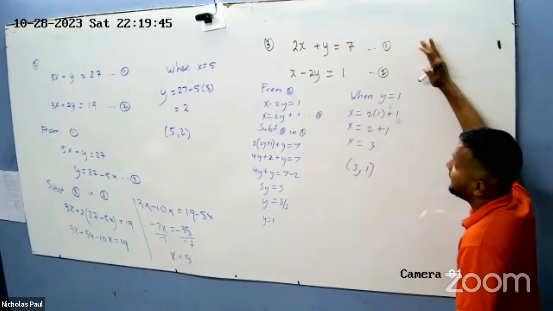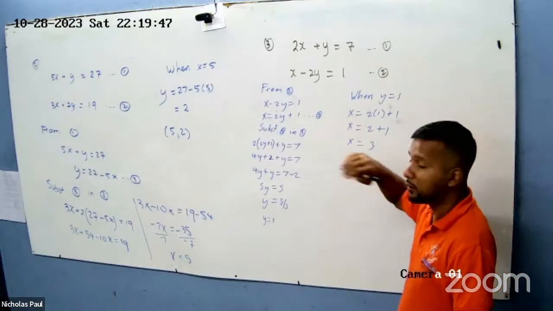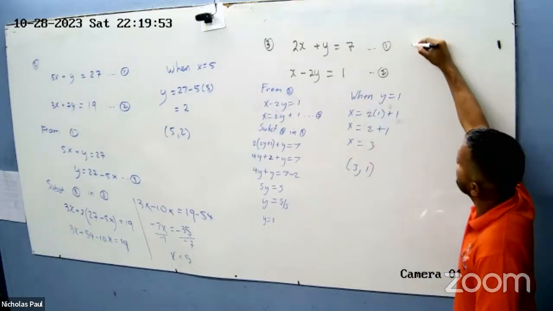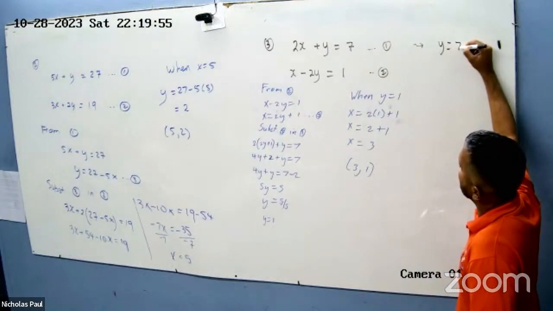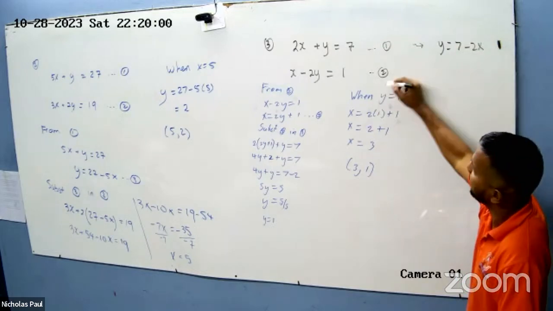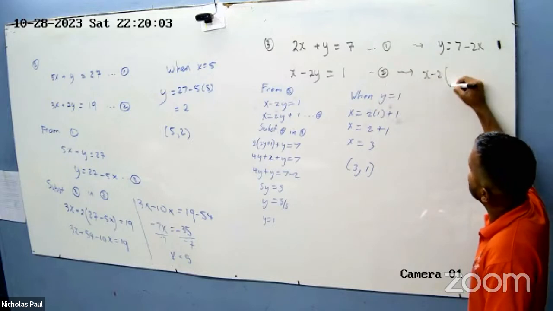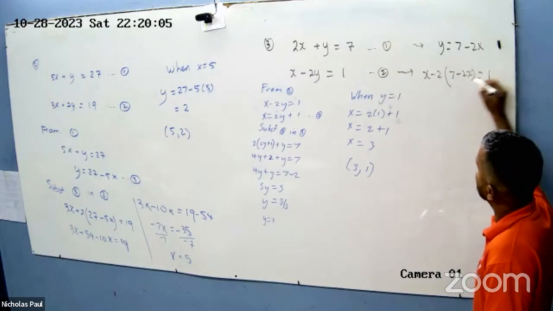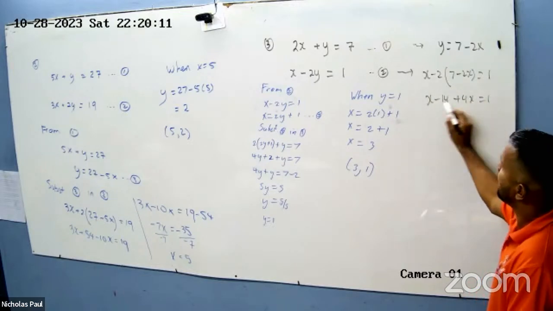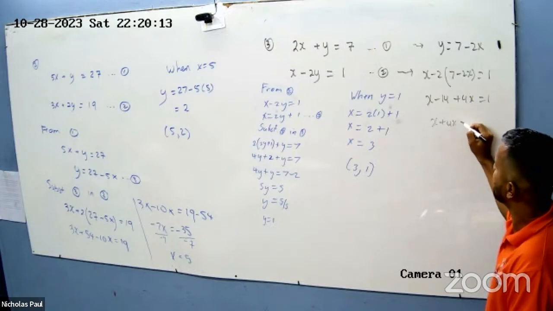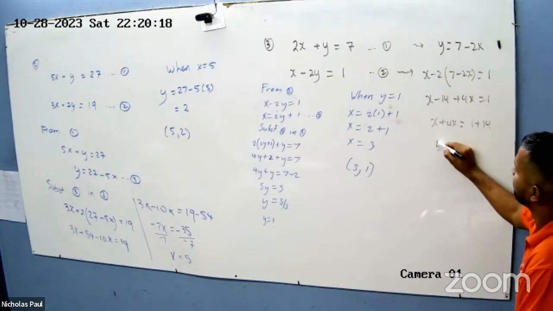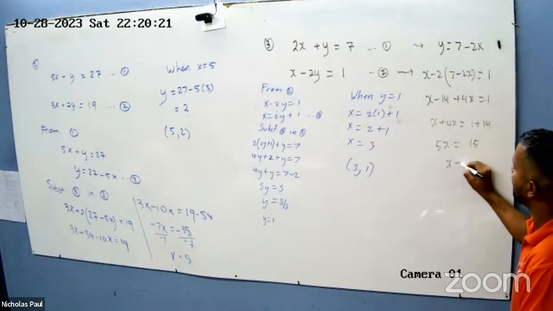In maths, the good thing is that you don't really have to work with fractions, but in add maths, sometimes you'll get a fraction. If you chose equation 1, you would have gotten y is equal to 7 minus 2x. And when you substitute in here, you'll get x minus 2 times 7 minus 2x is 1. When you multiply this, you'll get x minus 14 plus 4x. Keep the x's together. When you move minus 14 across the equal sign, it becomes plus 14. So 5x is 15, x is 3.